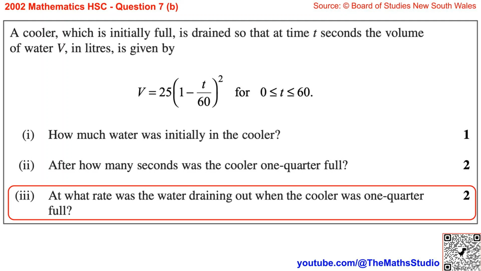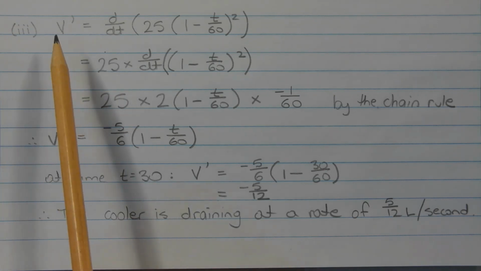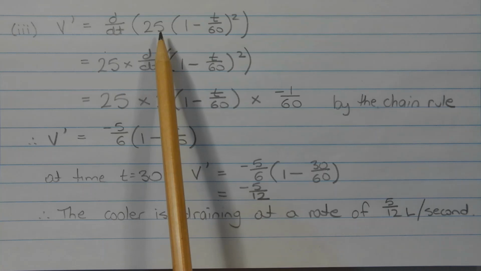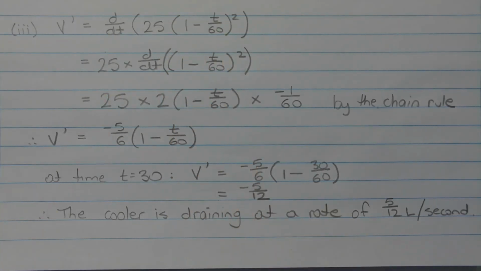Part 3. At what rate was the water draining out when the cooler was 1/4 full? The first derivative of V with respect to time t, or V dash, gives us the instantaneous rate of change of water draining out of the cooler at time t seconds. So in this case, V dash is equal to d/dt of 25 times (1 minus t over 60) to the power of 2.